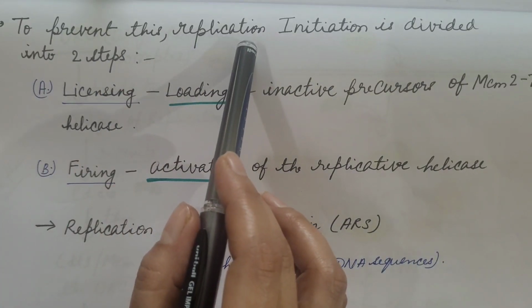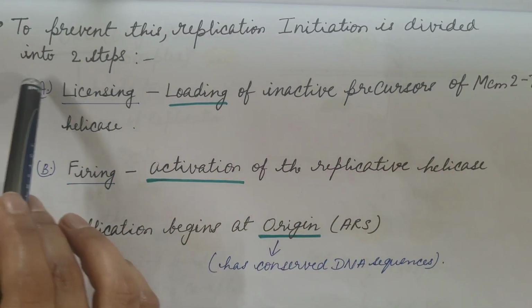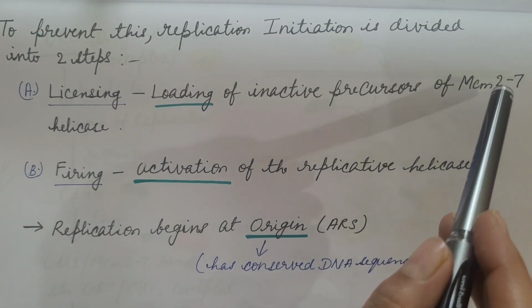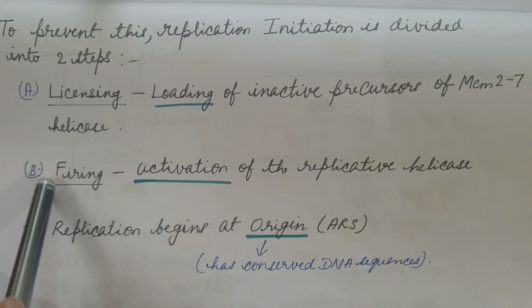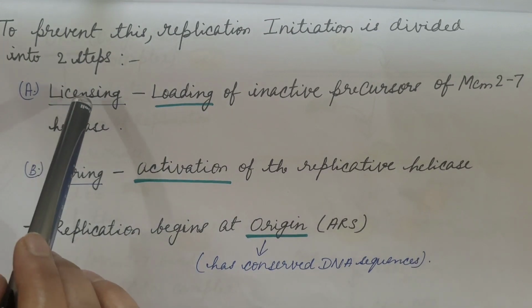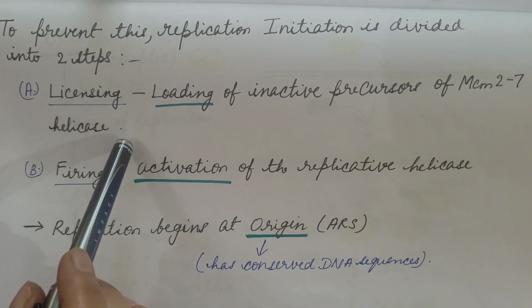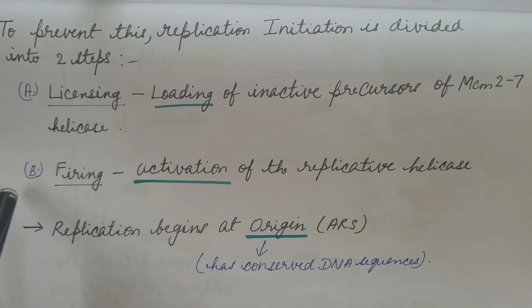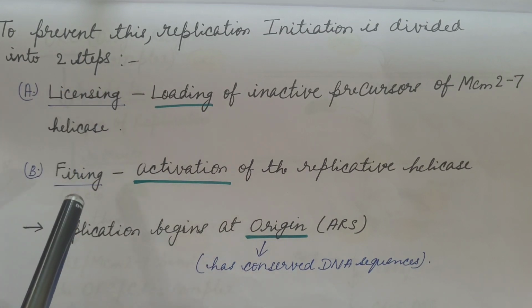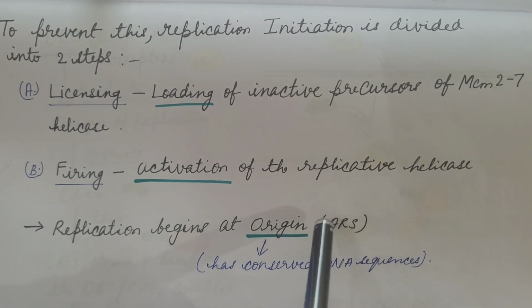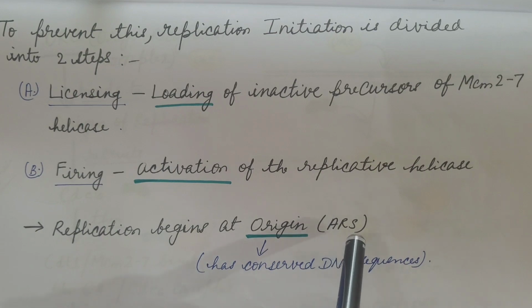To prevent this, replication initiation is divided into two steps. First is licensing, the loading of inactive precursors of MCM2-7 helicase. Second is firing, that is activation of the replicative helicase, and these occur in different phases of the cell cycle. Licensing occurs in G1 phase and firing occurs in S phase. These two steps are interconnected. Replication begins at the origin, which has conserved DNA sequences. In yeast, it is known as ARS, autonomously replicating sequence.